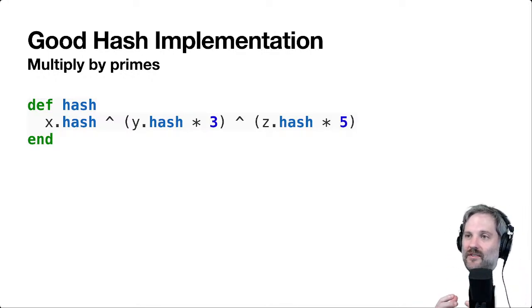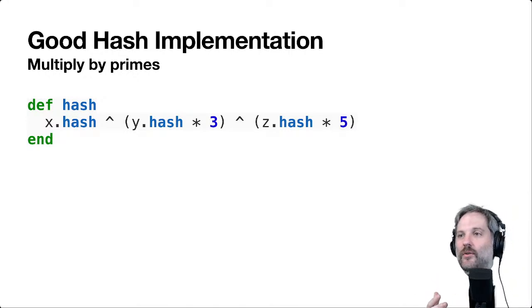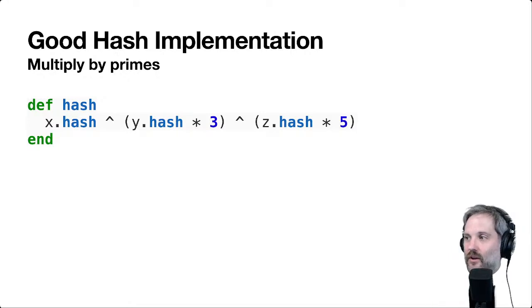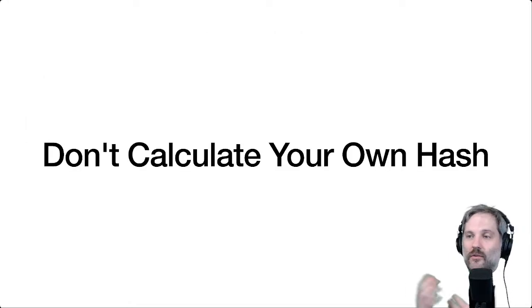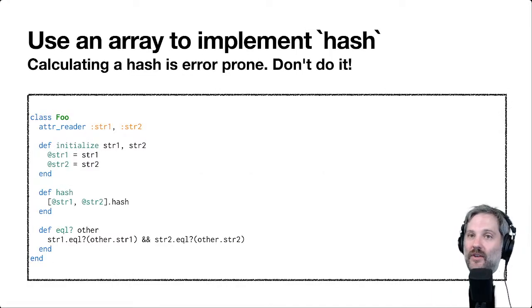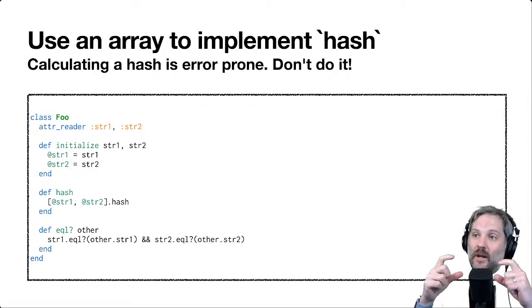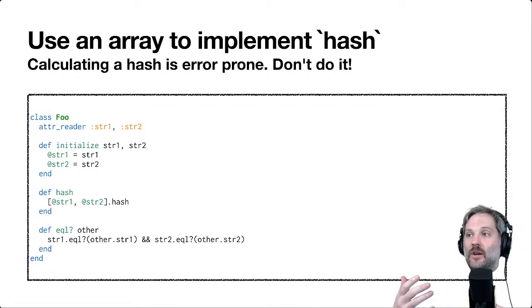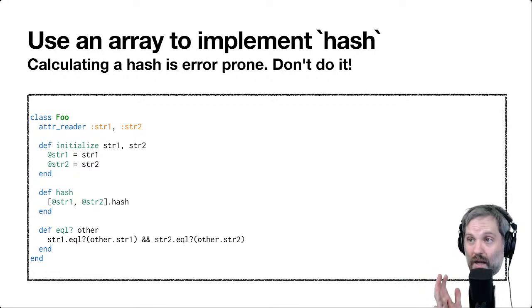But this sucks. You don't want to write this code, you don't want to remember this code. So what I really, really recommend to folks here is to just not calculate your own hash. Do not do that. Instead, you should use an array and call the .hash method on the array. So here's an example. I have this foo class. I want to implement the hash method for it. And what I'll do is I'll just create a new array and I'll stick the members in the array and then just call .hash on that array.